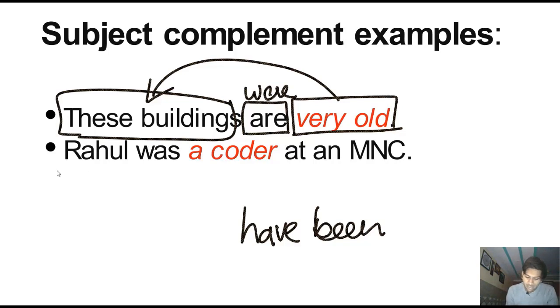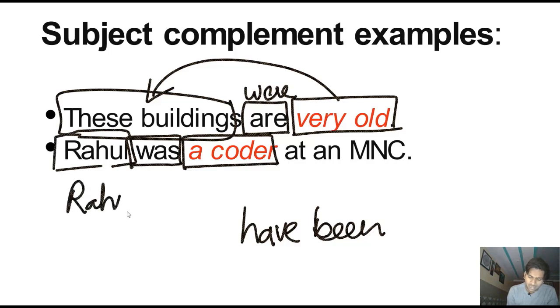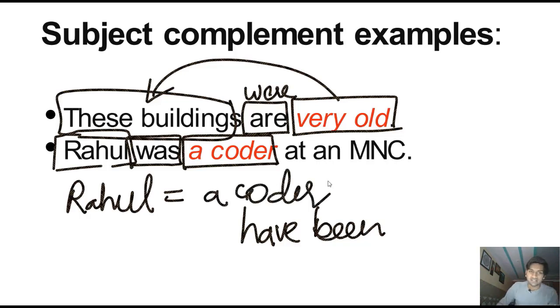All right. Rahul was, linking verb, a coder at an MNC. Rahul was what? A coder. So I am giving Rahul a name which is a coder. All right. I can say Rahul was a cricketer. Rahul was a singer. Rahul was a teacher. Right. So here, after the linking verb, we have a subject complement, not a verb complement. It's not an action verb. All right. An action verb is followed by an object, a verb complement.